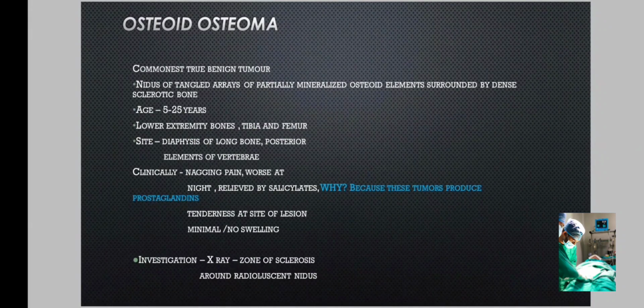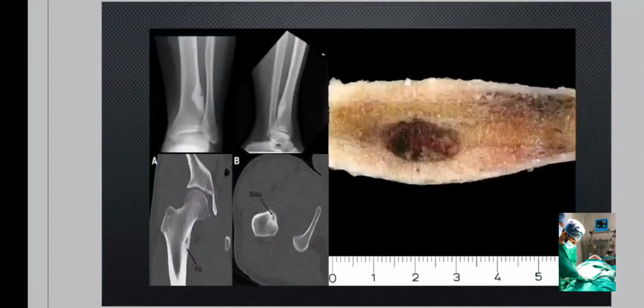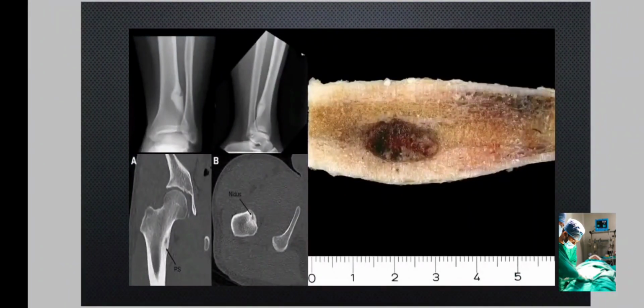they cause pain. And when you touch the part where there is swelling, there will be tenderness at the site of the lesion. Swelling may be present, may not be present. That makes the diagnosis confused. Now comes the investigation. In X-ray, you will see a radiolucent nidus at the center surrounded by a zone of sclerosis.